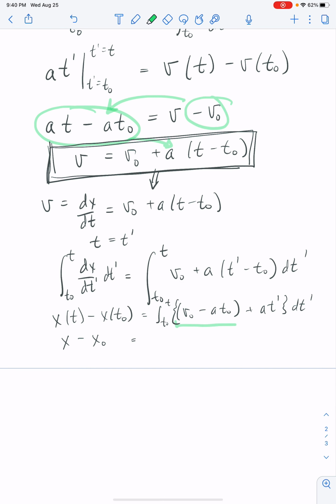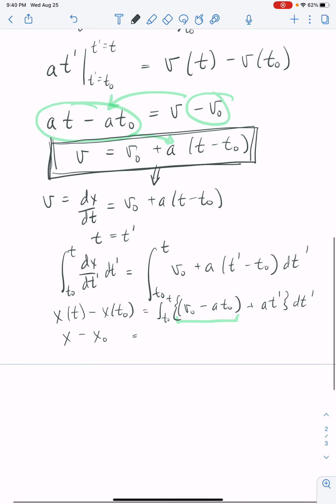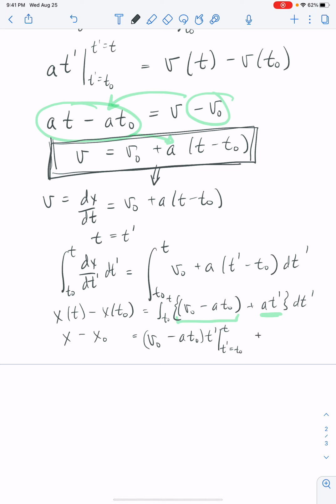So this term here, again, is just a constant. And so when we integrate that, we get v naught minus a t naught t prime evaluated from t prime equals t naught to t. And then this second term here is just a linear function of t prime, and so when we integrate that, we get 1/2 a t prime squared, again evaluated from t prime equals t naught to t.